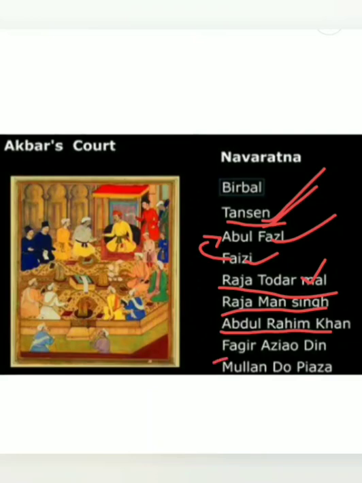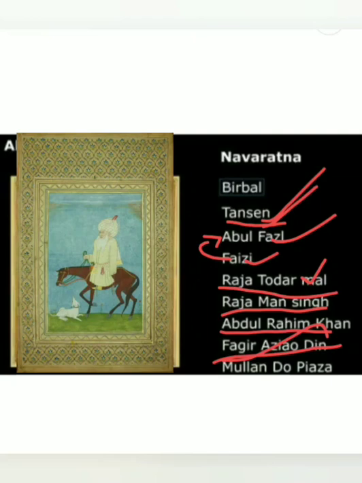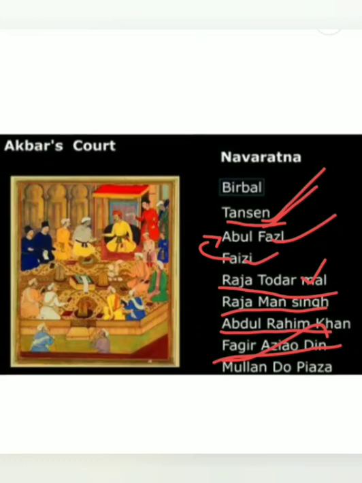And then we have Fakir Aziao-din, who was the principal of the Government School of Mughal and a very close friend of Akbar, just like Birbal. Then we have Mullah Do-Piyaza. Why is he named this? Because he loved onions, and he was famous for his wisdom and a great friend of Akbar again. So this is the Navratna, the 9 gems of Akbar, and this is everything about Akbar.